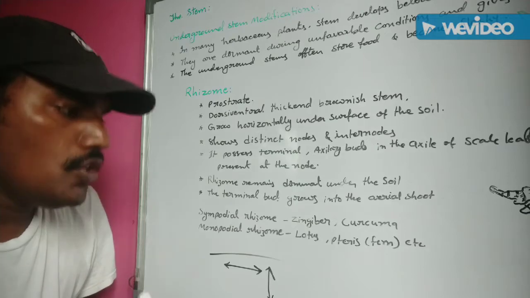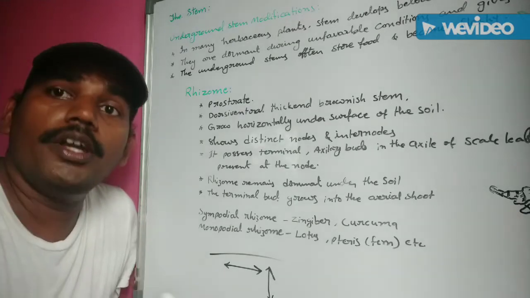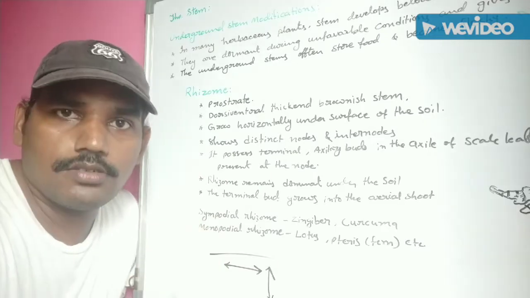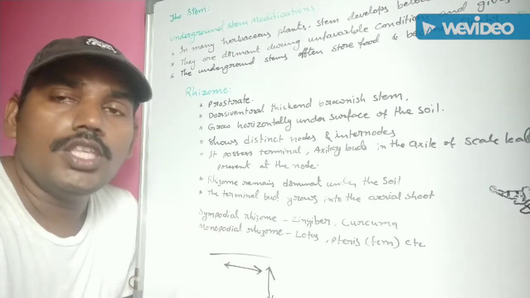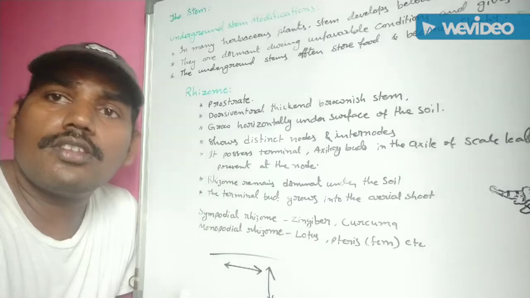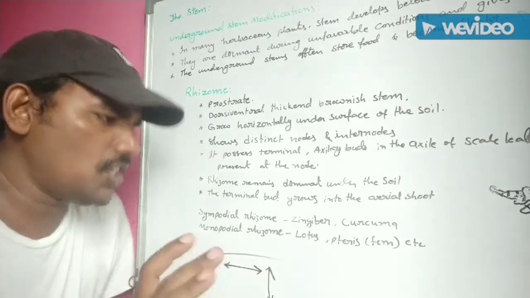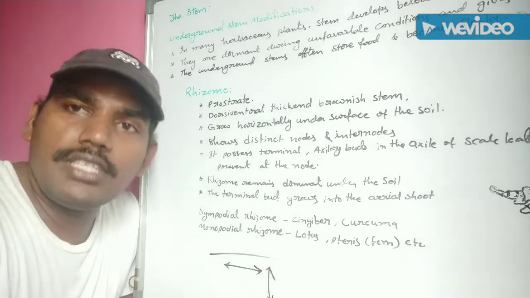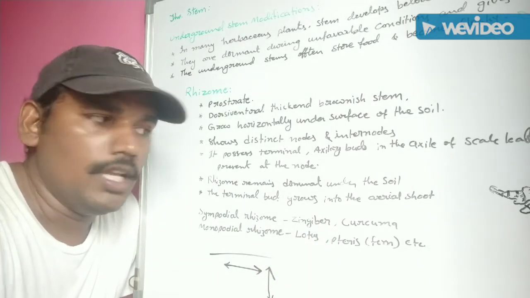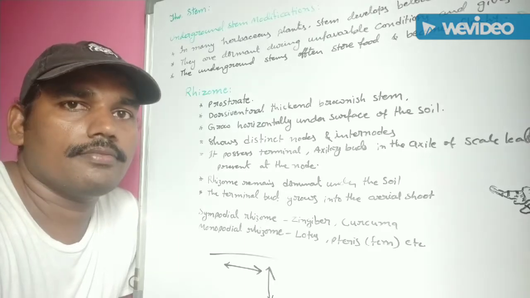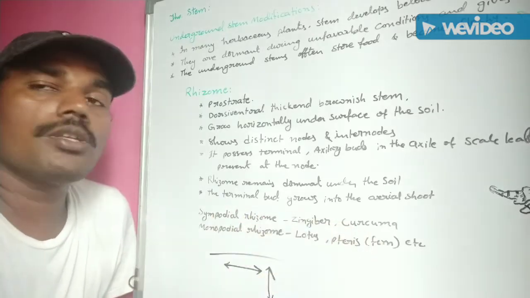Sympodial rhizomes are nothing but rhizomes that develop in different directions by the presence of axillary buds. Okay, sympodial branching is present in this rhizome. This type of rhizome is known as sympodial rhizome. The best examples are Gingiber officinalis, ginger. Next one, Curcuma longa. This one is turmeric. Okay, these are the best examples for sympodial rhizome.